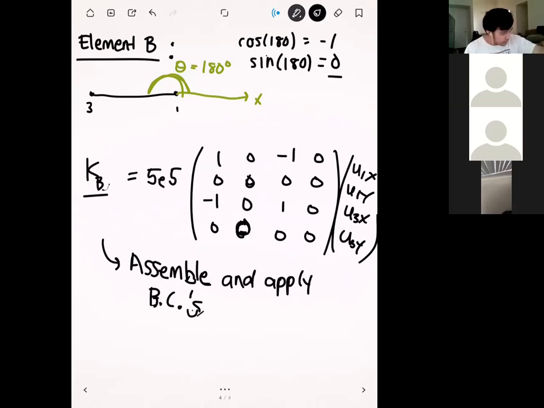Okay, so let's go ahead and finish up this problem. So with the assembly, right? And so after assembling all the different element stiffness matrices, we end up with the following. Okay, and so since we have 3 nodes in our system, we're going to end up with a 6 by 6, because for each node we're going to have both an x and a y displacement, right? So we're going to have 10 to the 5th out in front.